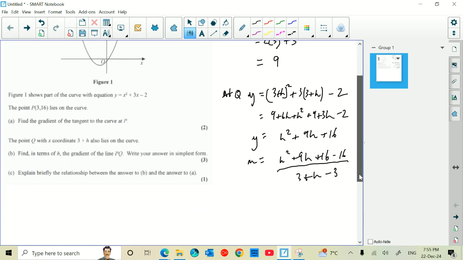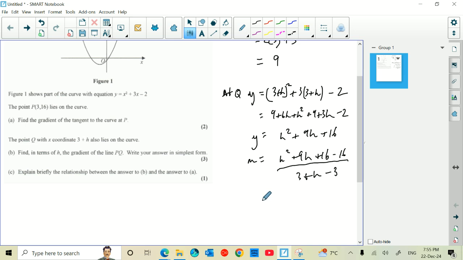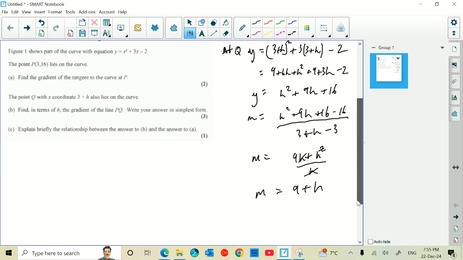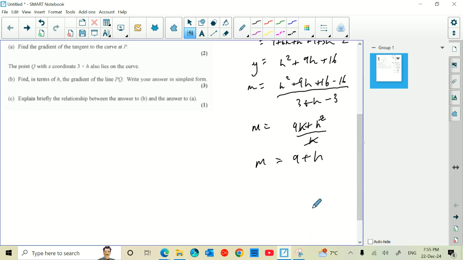And that's nice, because that will give me 9h plus h squared, because the 16s have gone and the 3s have gone in the bottom, divided by h. So if I divide everything by h, this cancels with this, and the gradient is just 9 plus h in terms of h in its simplest form. So that's the gradient of the line PQ.